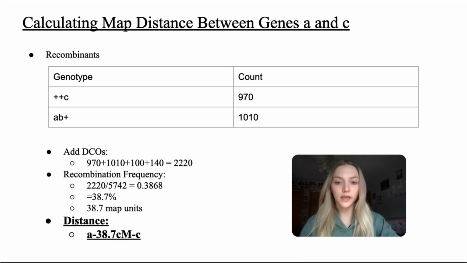We repeat the same process for genes A and C. Adding the recombinant classes and double recombinants gives 2,220 recombinants. Dividing by the total number of offspring gives about 38.7% recombinants. So the distance between A and C is about 38.7 centimorgans.